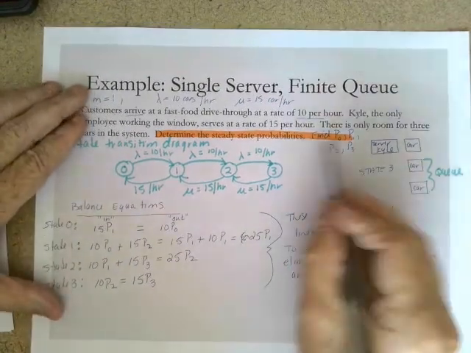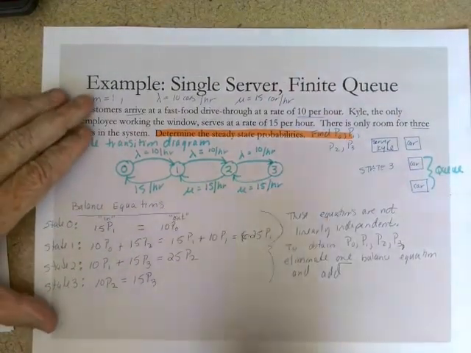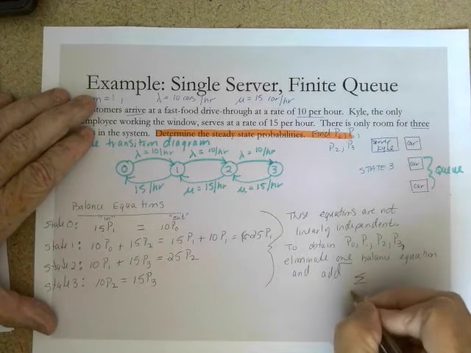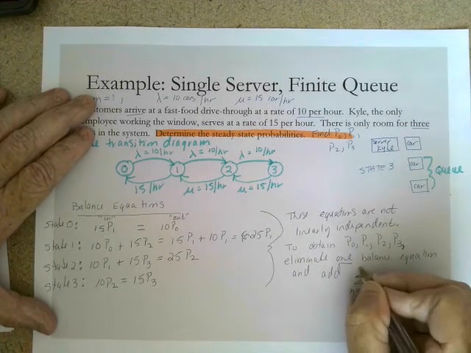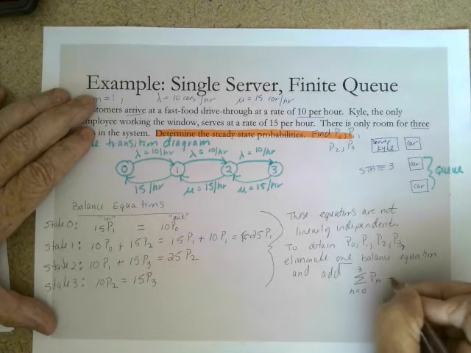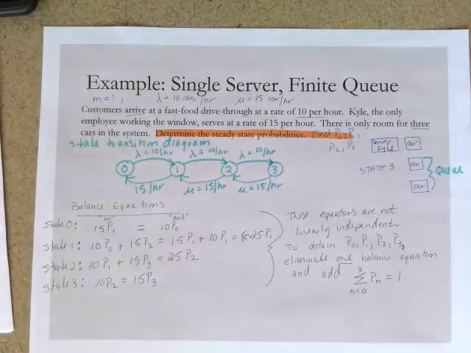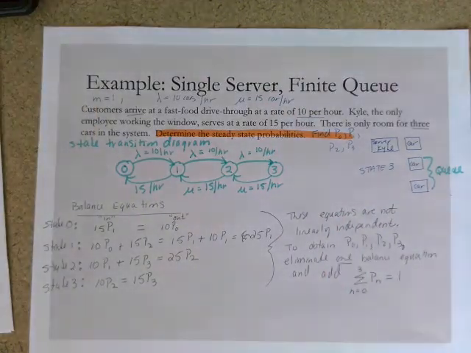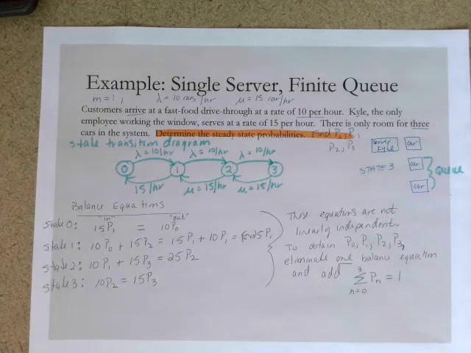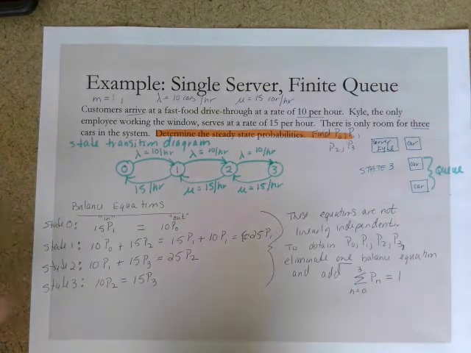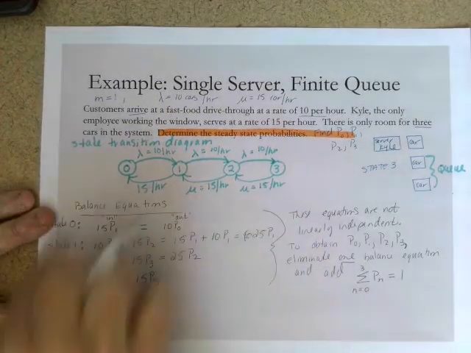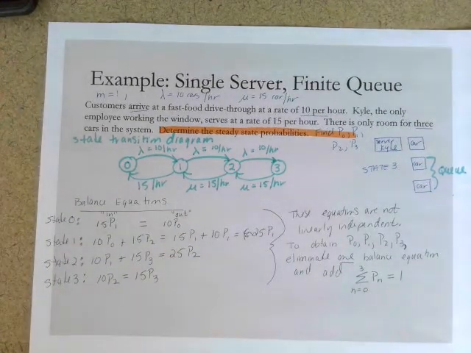What do we know about these probabilities? Just like any other probability, we know that if we sum up from n going from 0 to 3 of each one of those probabilities, we have to have 1. So what I've decided to do, and I'll show you it on the next page, is solve these. Which one did I toss? I tossed state 2.